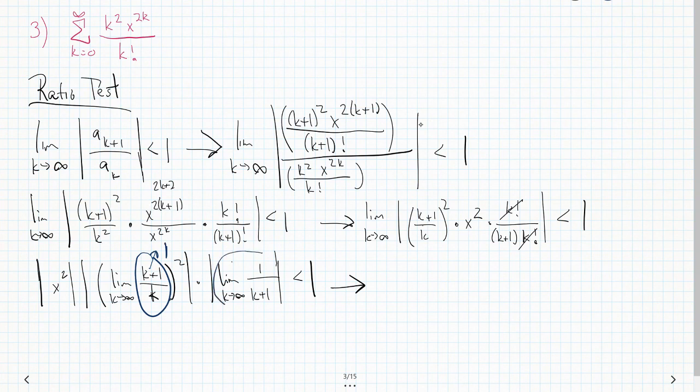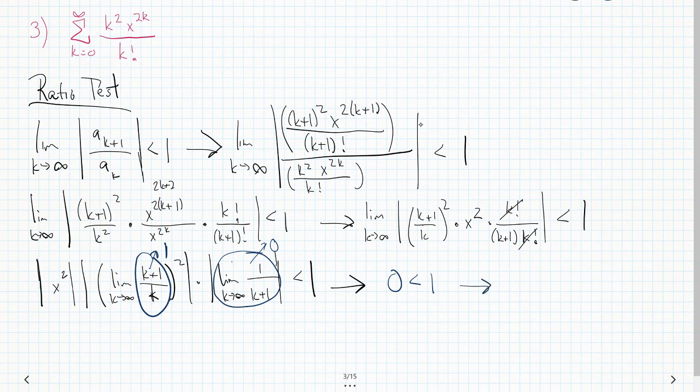But here's the big one. Our winner chicken dinner here. We get 0 right there. Limit as k approaches infinity of 1 over k plus 1. That will always equal 0. So with that in mind, if I take x squared times 0, it doesn't matter. That's still going to 0. I get 0 is less than 1. Well, that is always true.